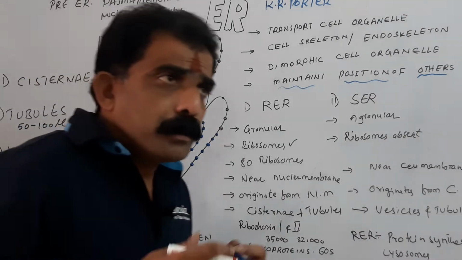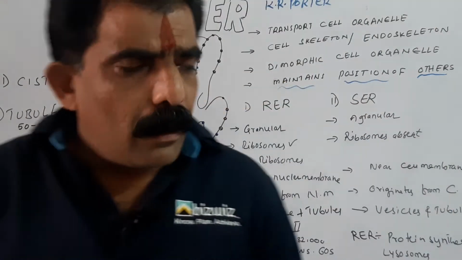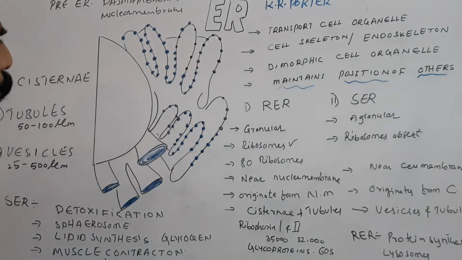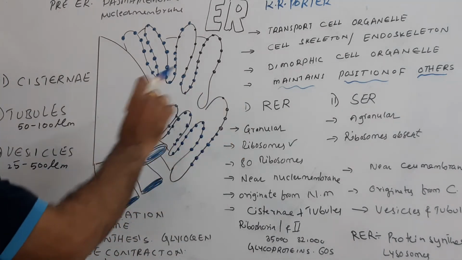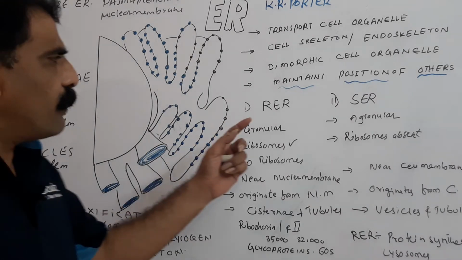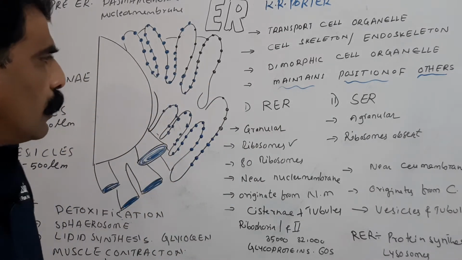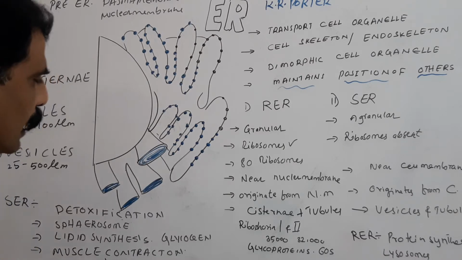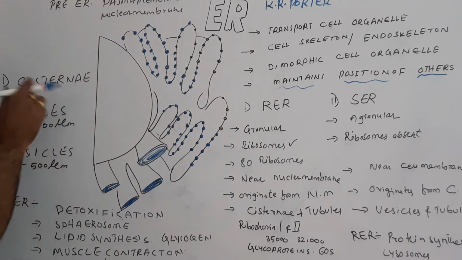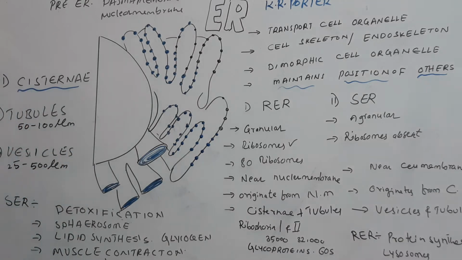Endoplasmic reticulum is the cell organelle which divides the cell into two compartments known as intraluminal and extraluminal. And I said there are two types of endoplasmic reticulum, known as rough endoplasmic reticulum and smooth endoplasmic reticulum. Any reticulum consists of three components known as cisternae, tubules and vesicles. These are the components of the endoplasmic reticulum.